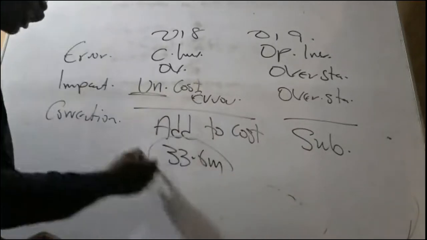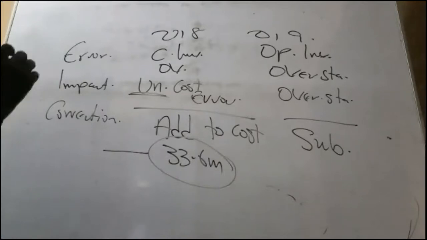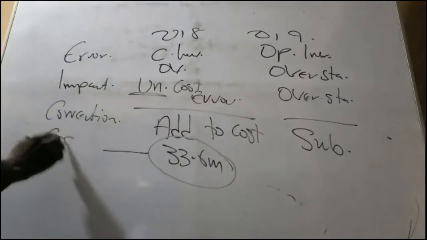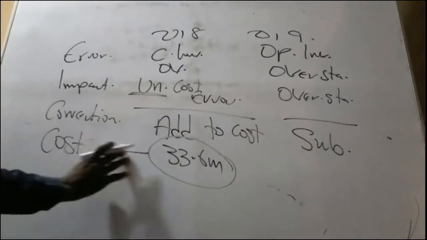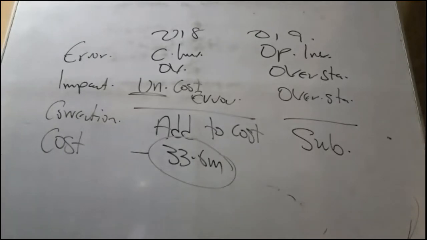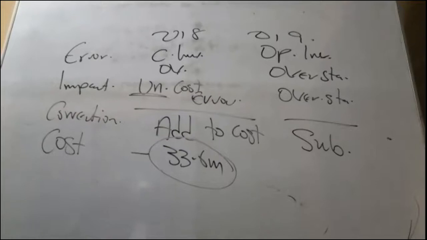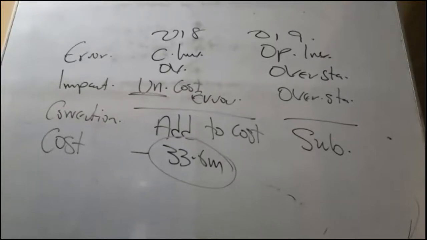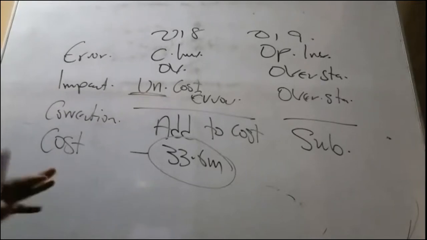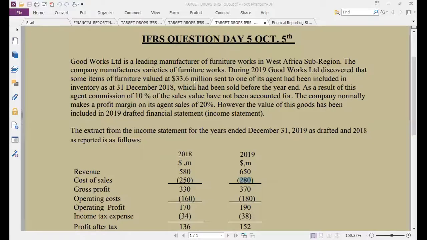Please, it must be the cost. Kindly pick cost. Cost of the closing inventory, not the sales price or the selling price of the closing inventory. No, it must be valued at cost. It must be valued at what? Cost. Great. Okay. So that is all for this particular error. So in short, we are done.